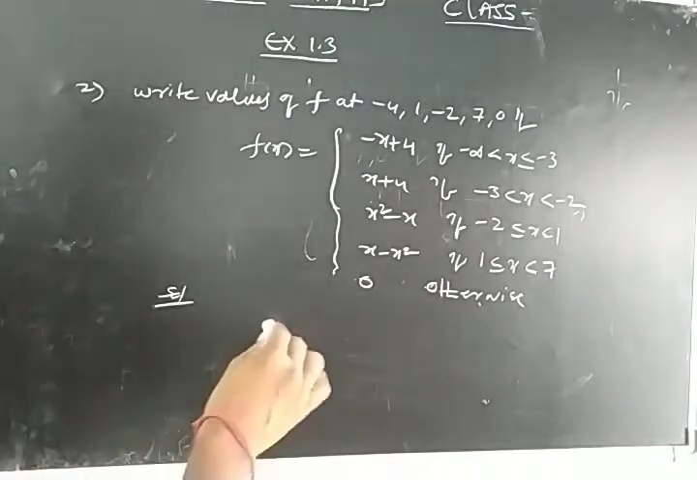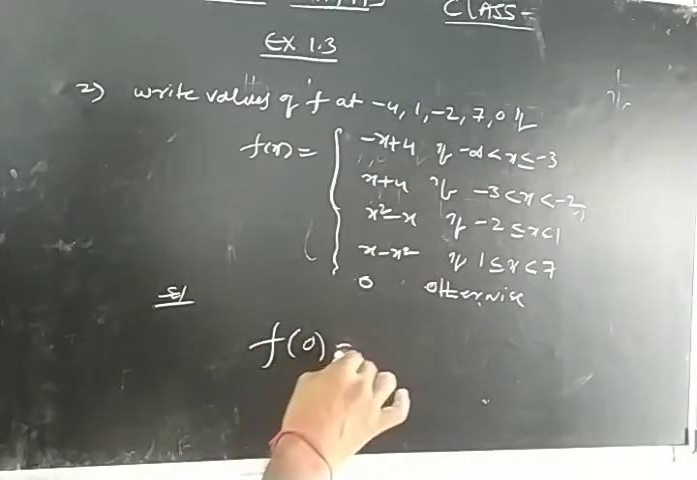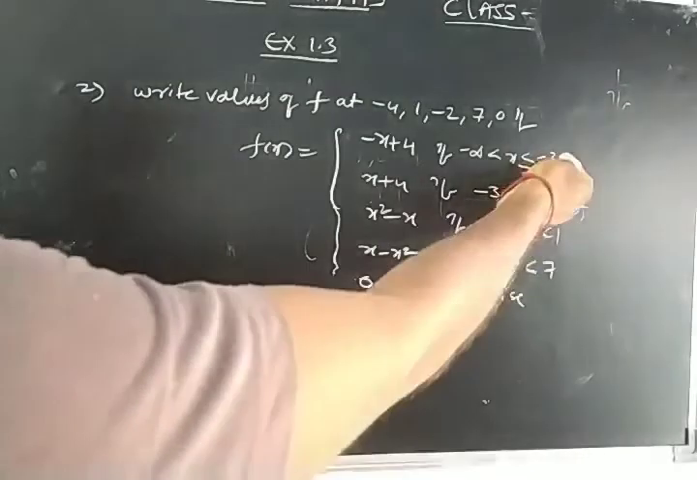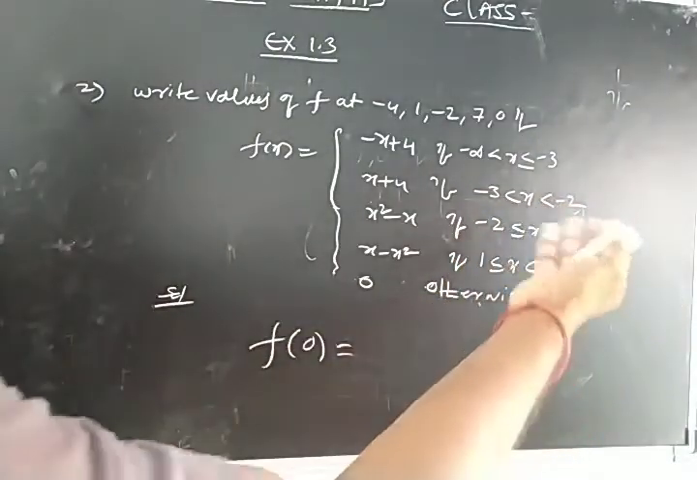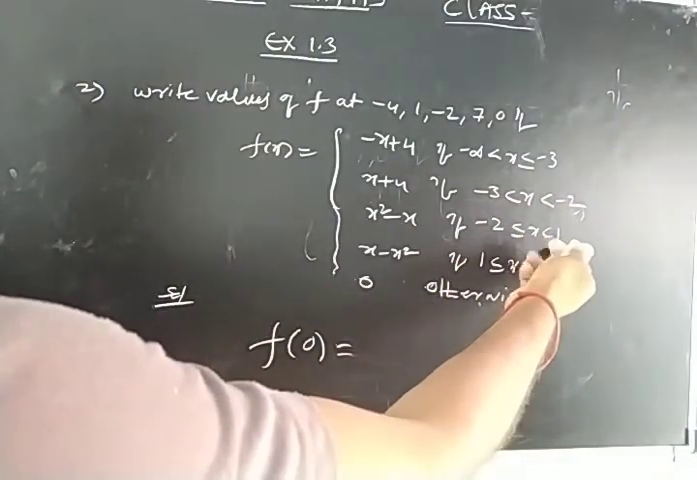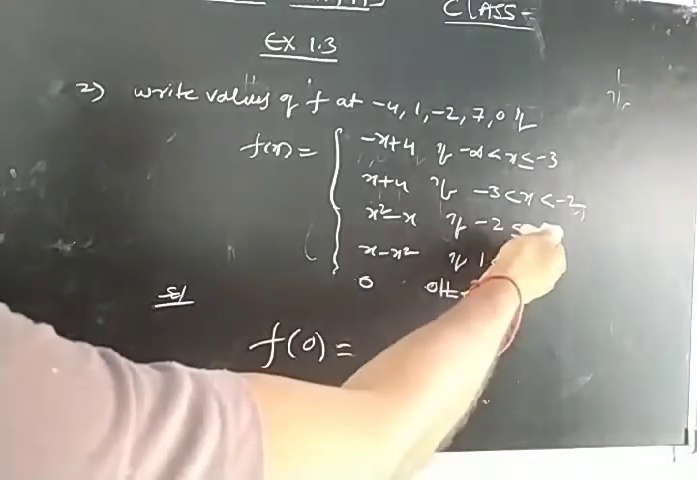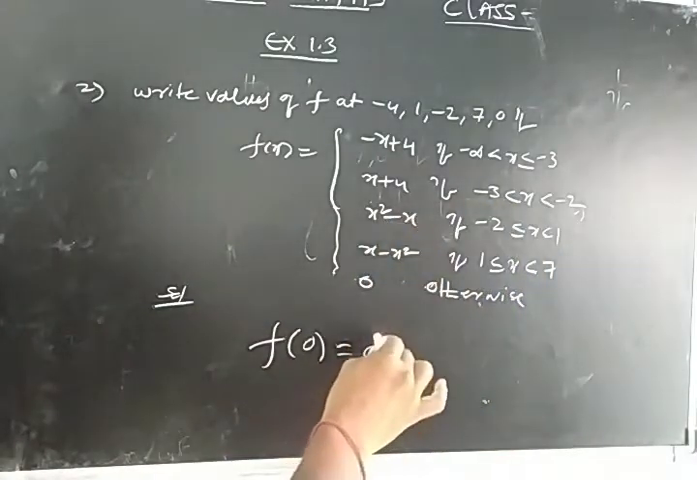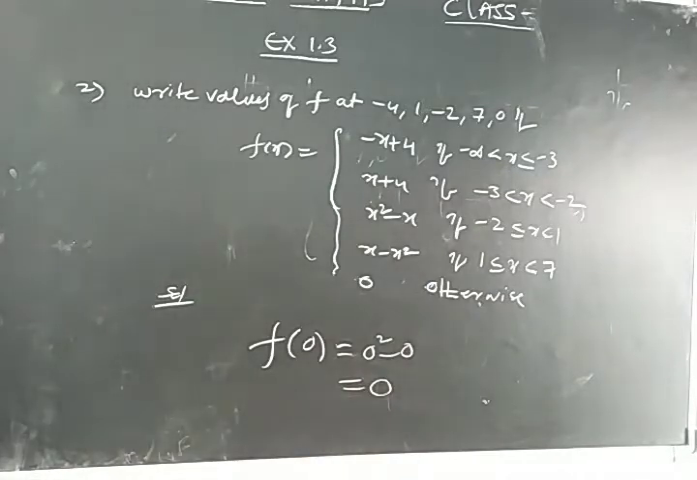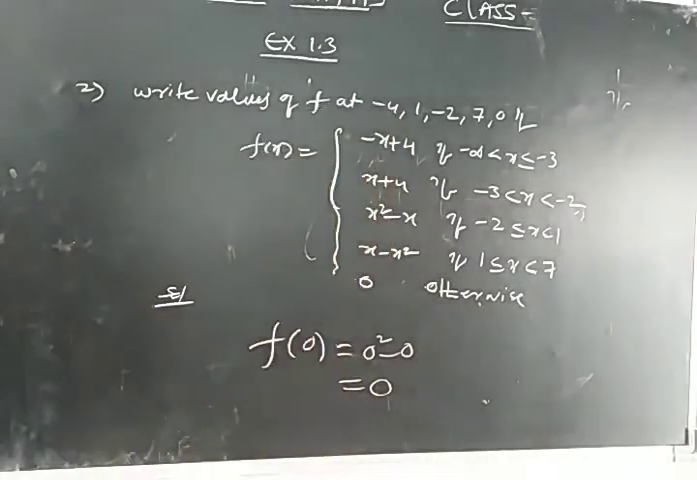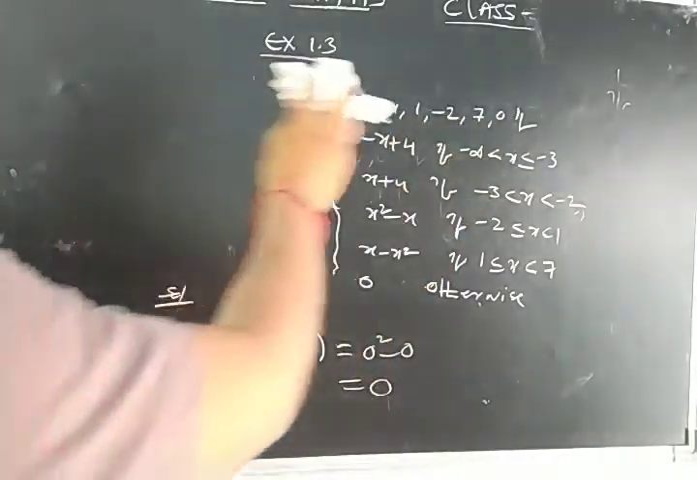Next, f of 0. At 0, is 0 less than minus 3? No. Does 0 lie between minus 3 and minus 2? No. Minus 2 to 1, yes. 0 exists in this interval, so I am substituting here. 0 square minus 0 will be 0. Right? These are the function values at the given points.